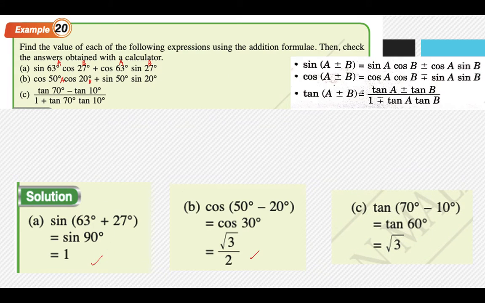Tangent minus here, so minus, therefore tangent A minus B. A minus B. We follow: here plus, here plus. If here minus, here minus. Okay, here minus, so here minus, 70 minus 10.